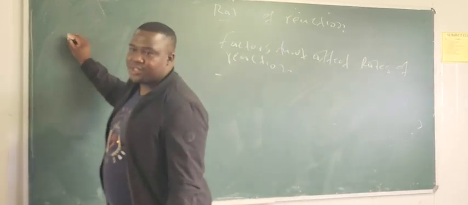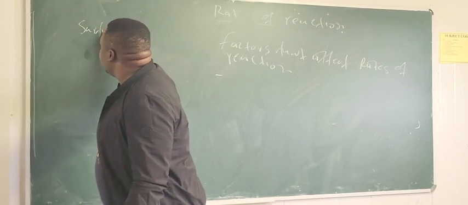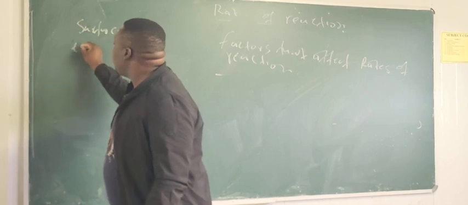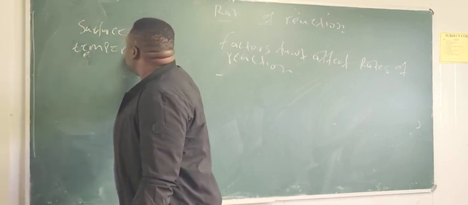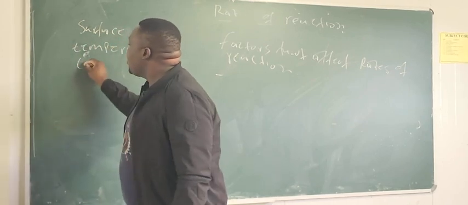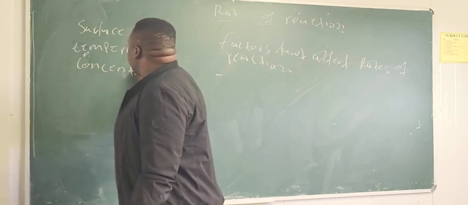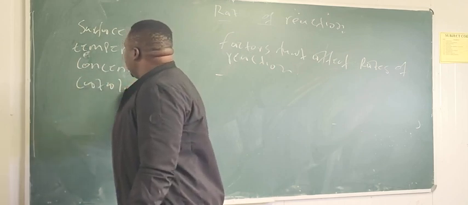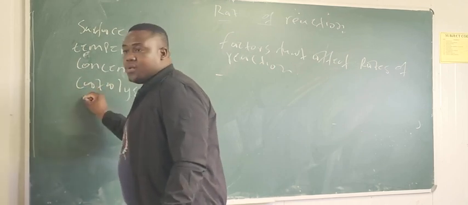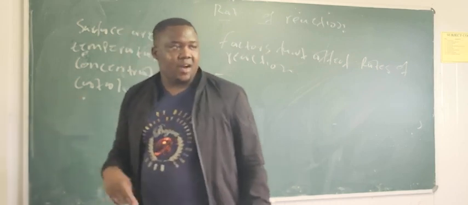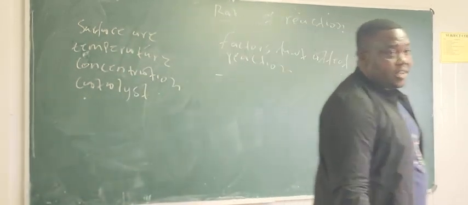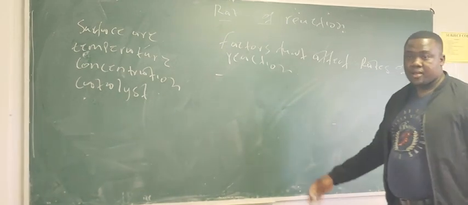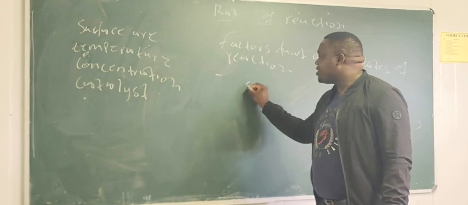We know the first one, surface area. The second one, temperature. The third one, concentration. The fourth one, catalyst. The fifth one, nature of reactants. I'm not interested in nature of reactants. We'll emphasize those four. And many more, right? Let's talk about surface area.